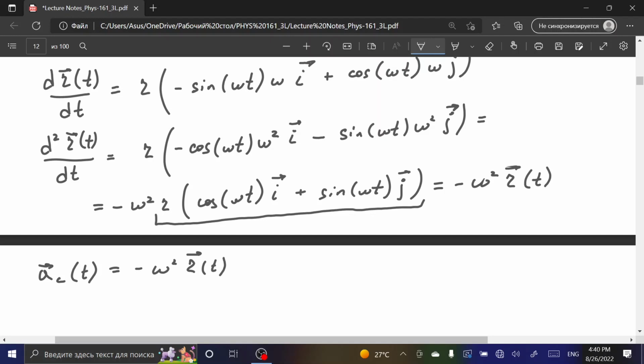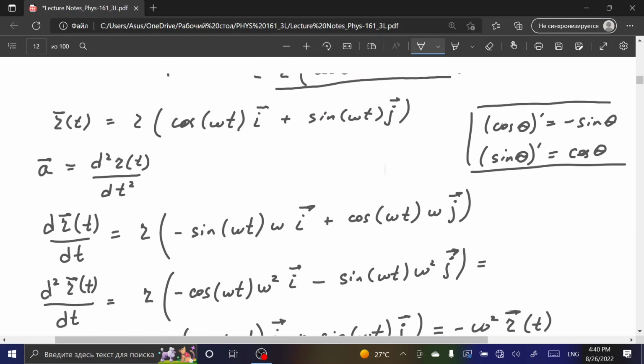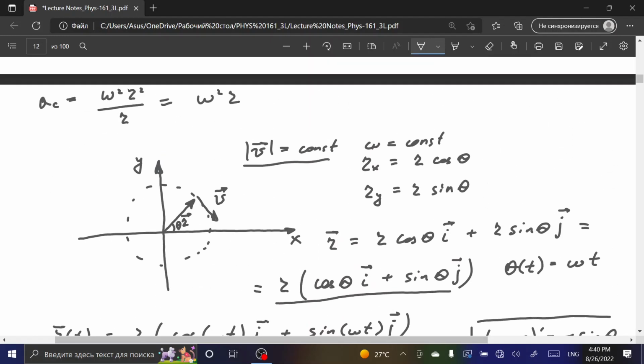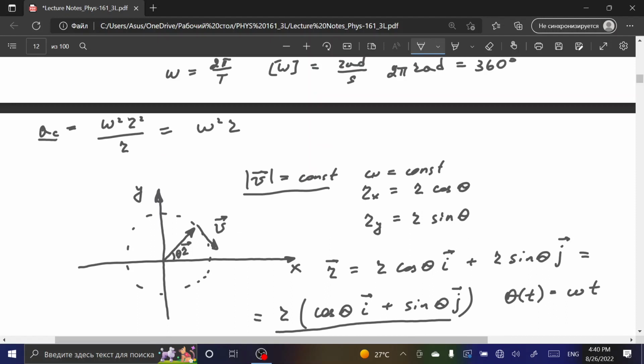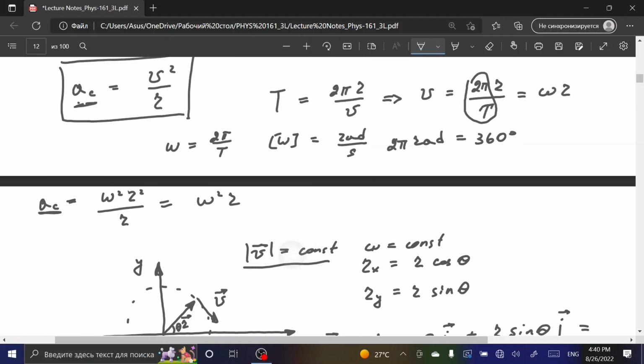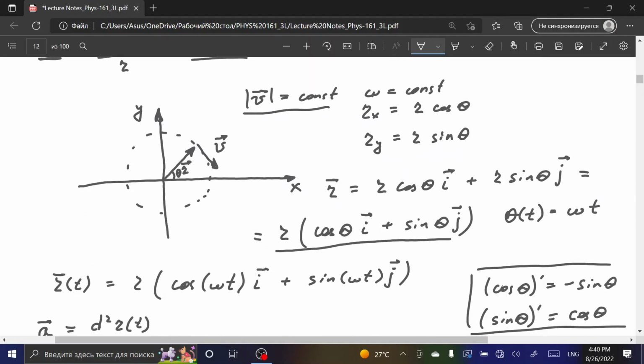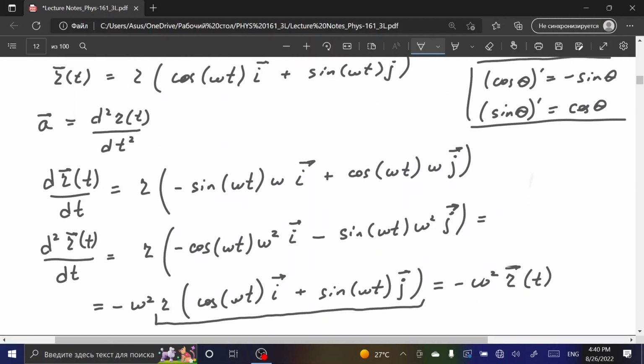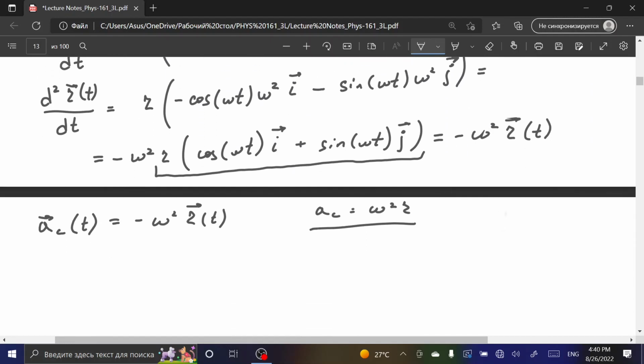So now what do we have here? First of all, in terms of magnitude, centripetal acceleration is equal to omega square times r. So this is the same equation as we got previously. We can take a look here. Based on our previously derived equation, v squared divided by r, centripetal acceleration magnitude is omega squared times r. So that is in terms of magnitude. And we come back here.